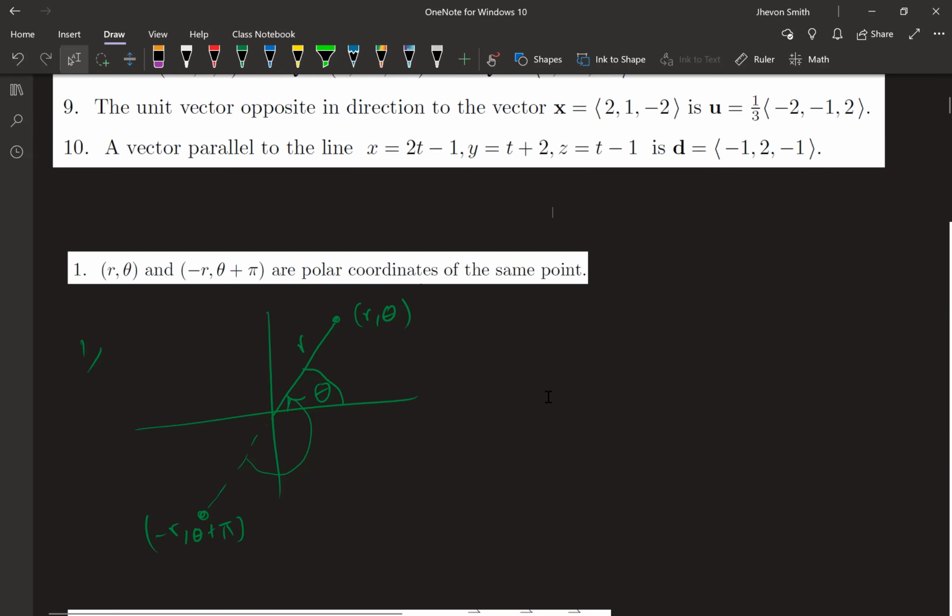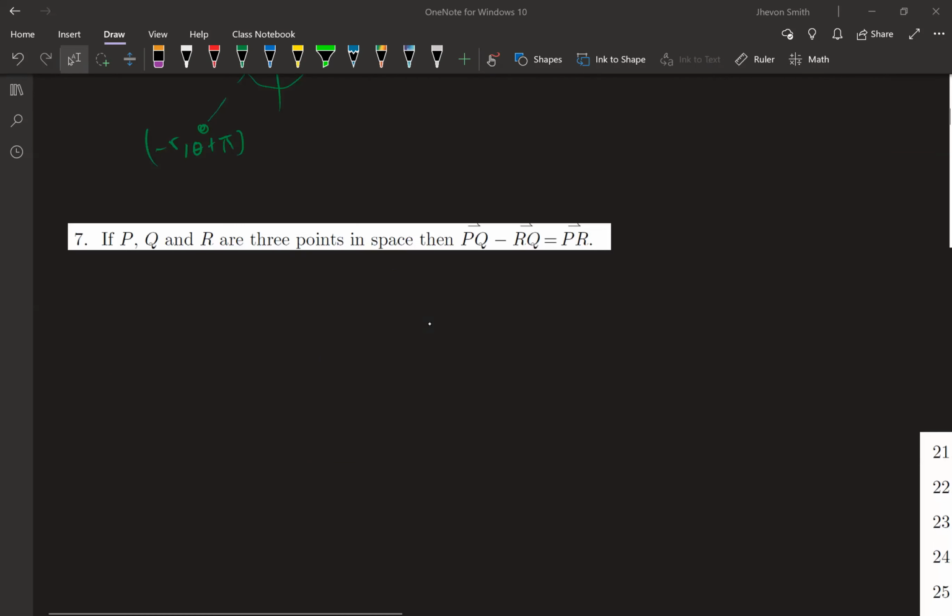Well, let us see. So here, P, Q, and R are 3 points in space. Here's our P, here's our Q, here's our R. So now PQ is this vector here. RQ is this vector here. PR is this vector here. So now the question is, if I take this vector PQ and subtract this vector RQ, do I get the vector PR?